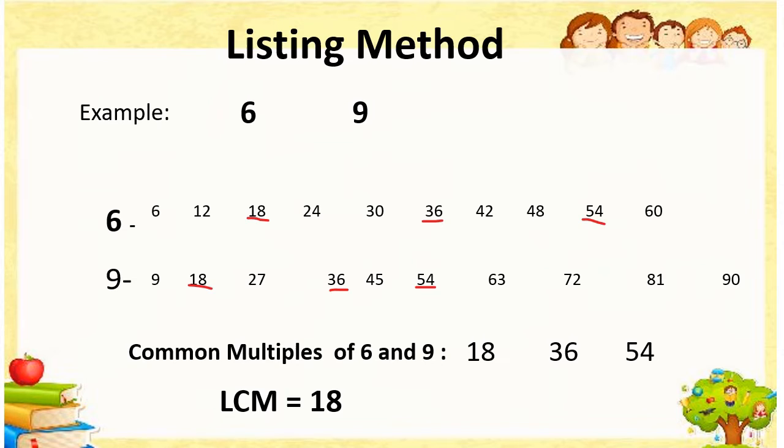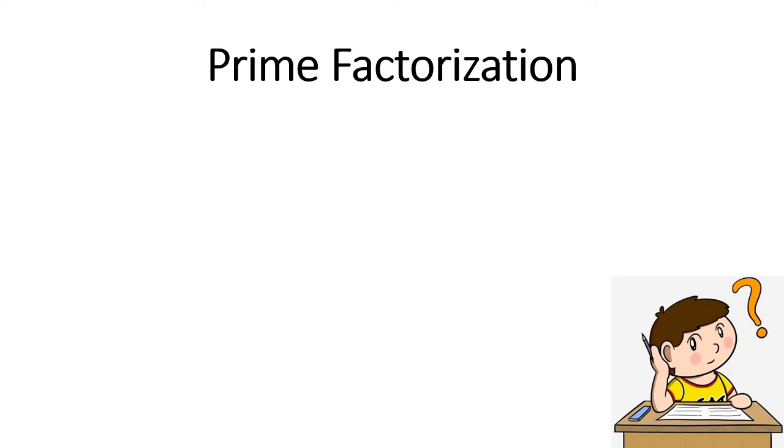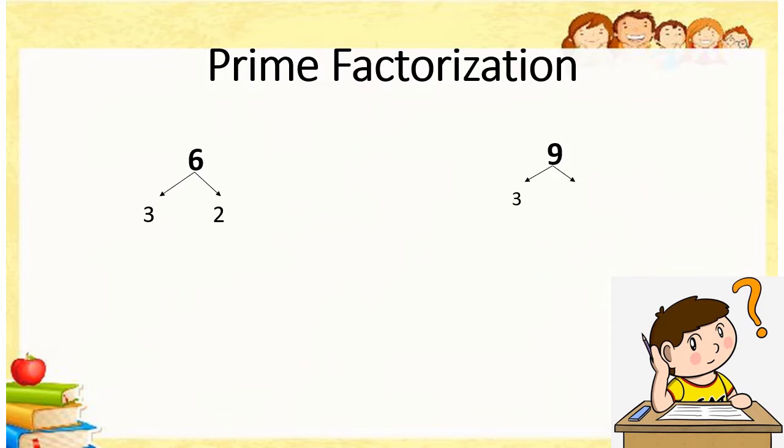And we have also an example of prime factorization. In prime factorization, ganun din, lista natin yung number. So, 6. Mag-isip ng numbers na kapag i-multiply, ay lalabas si 6. We have 3 and 2, and 3 and 2 are examples of prime numbers. How about 9? We have 3 and 3. 3 and 3 are also examples of prime numbers.